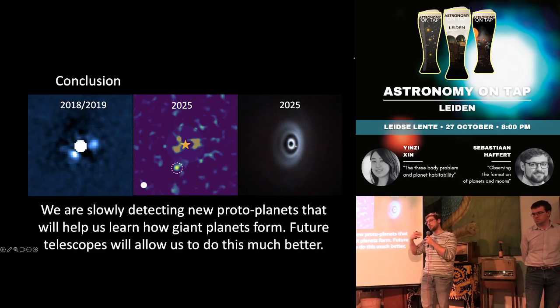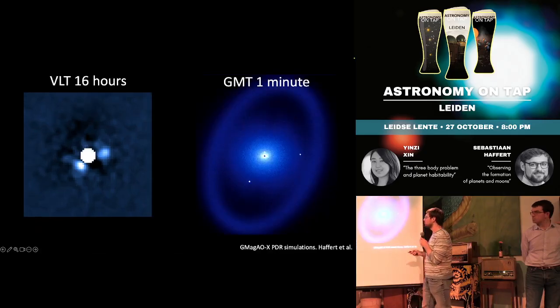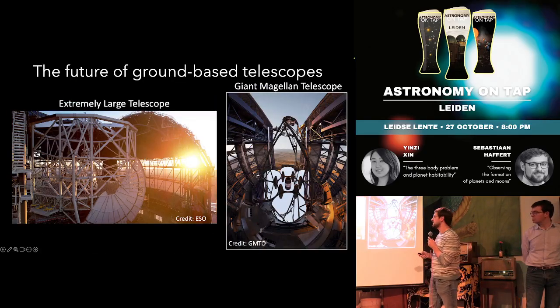Like, how much material do they grow? How much do they grow per year? What is the actual physical process that is responsible for transporting the material from the disk onto the planet? Those are all things that we can analyze from data like this.